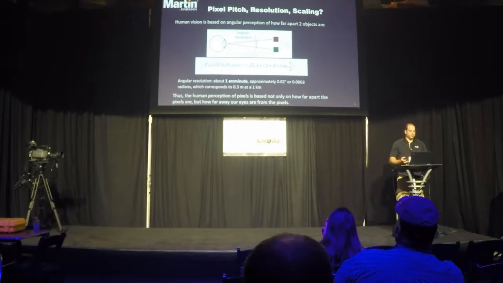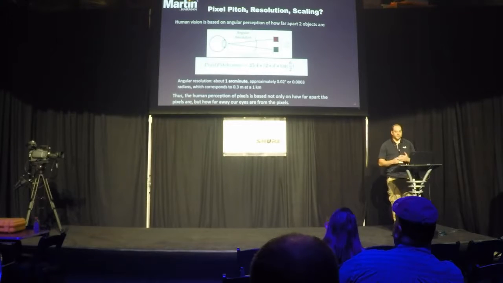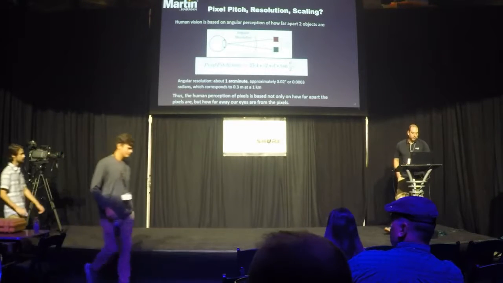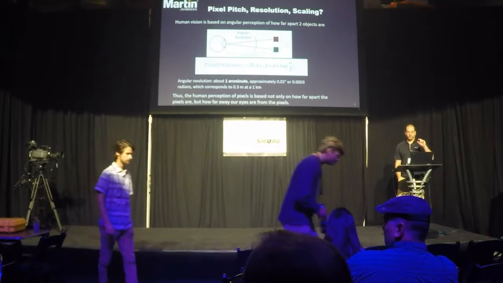So next we'll talk about pixel pitch, resolution, and scaling. Pixel pitch, or sometimes expressed as pixels per inch, is the amount of space in between the centers of the pixels in an LED display. This is important because it has to do with the angular resolution of the human eye, which is about 2/100ths of a degree at 1 meter, or a difference in pixels of 1/3 of a meter when you're 1 kilometer away from the LEDs.